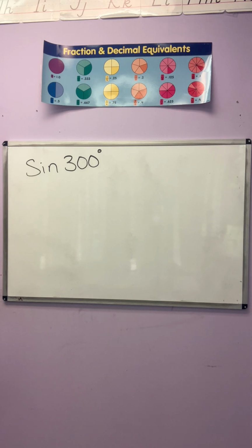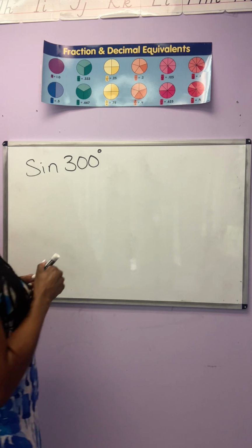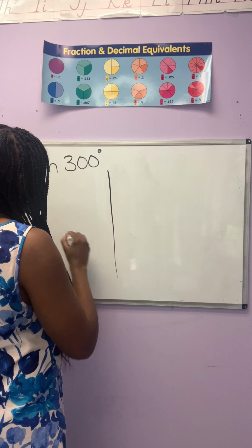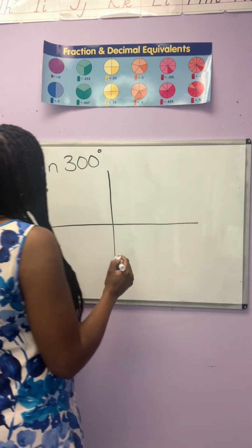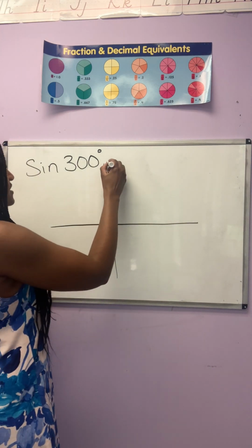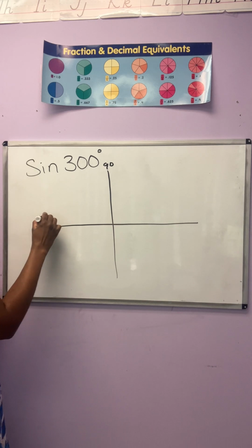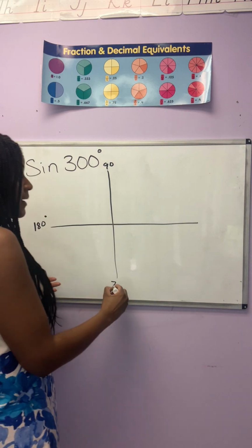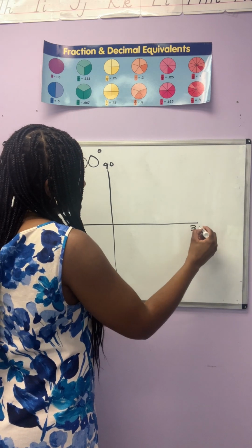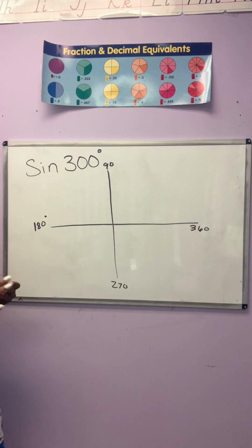Today we're going to solve some problems with trigonometric functions, and without a calculator. So let's try this. We have to find sine 300. We just talked about the unit circle. So this is 90, this is 180. Some of it you do have to memorize. So let's know how our unit circle looks like.